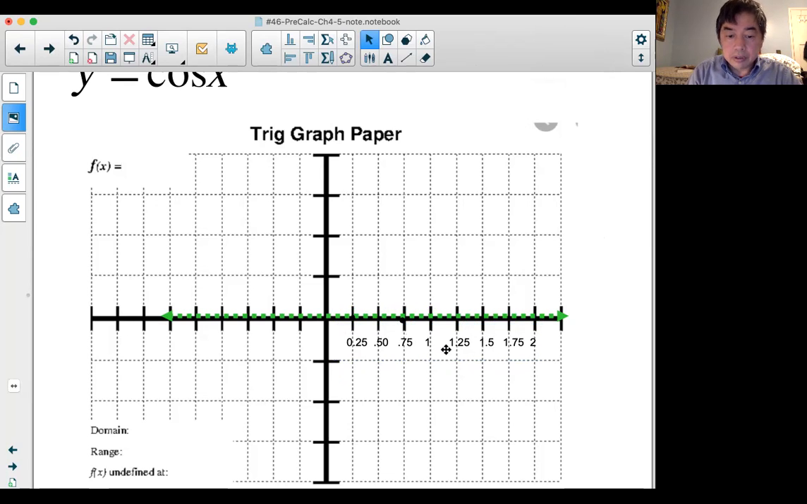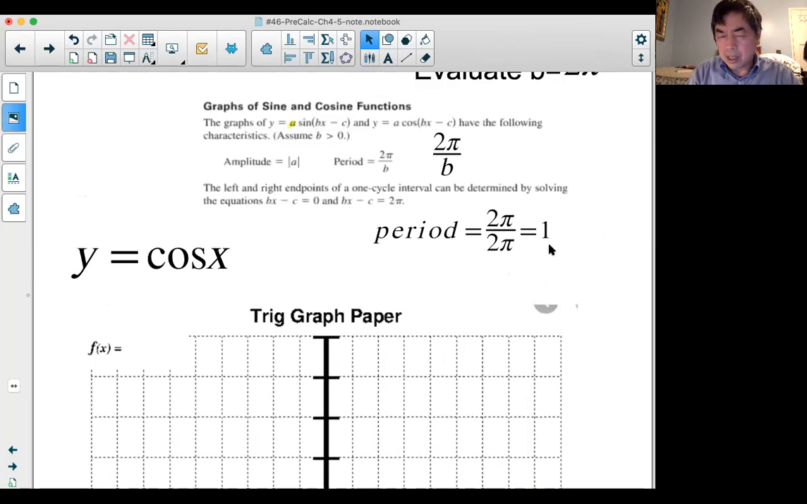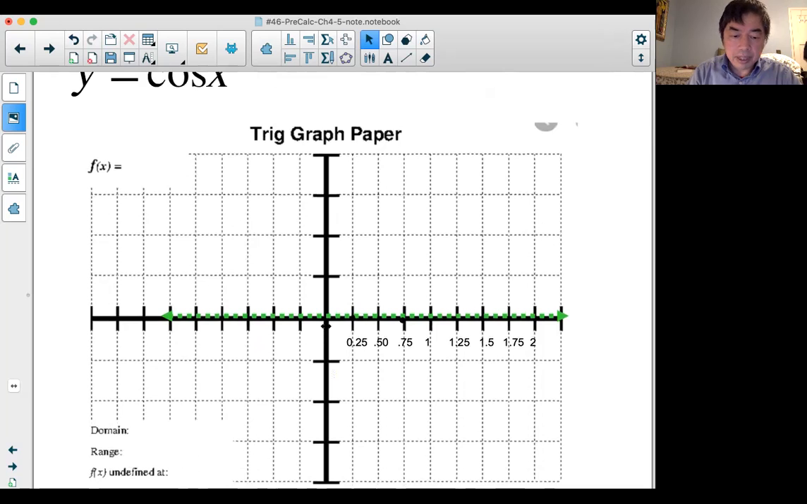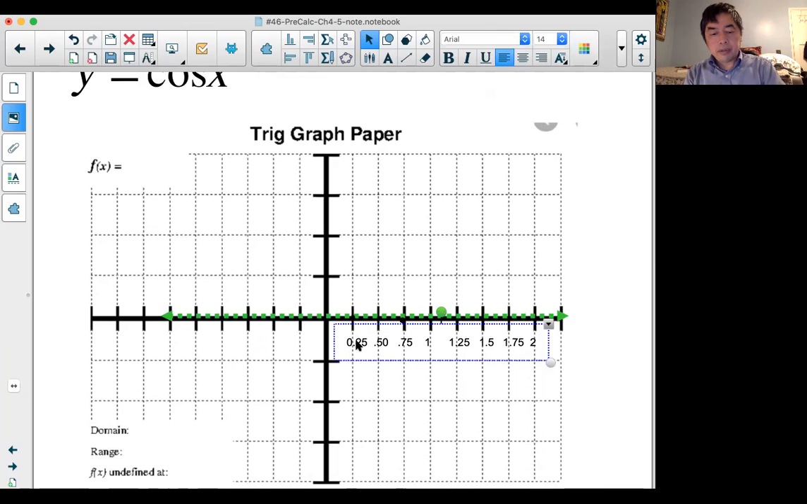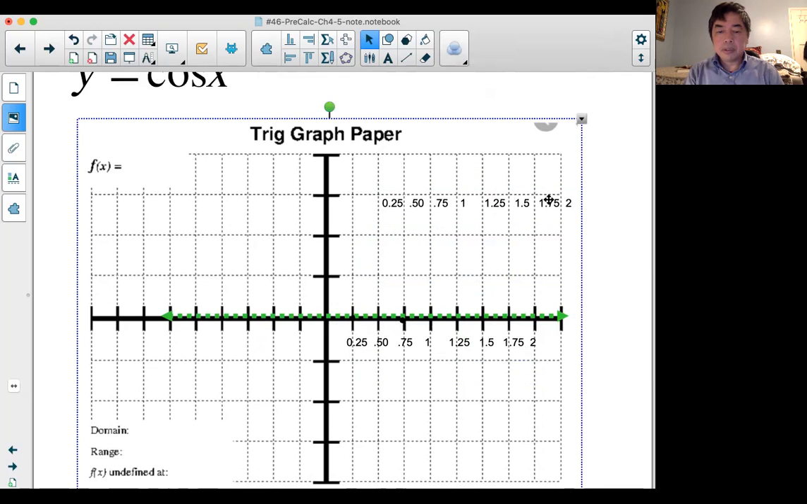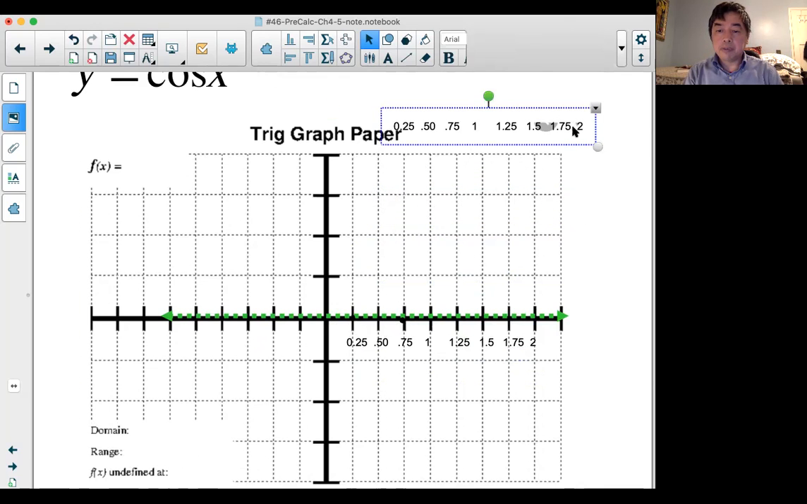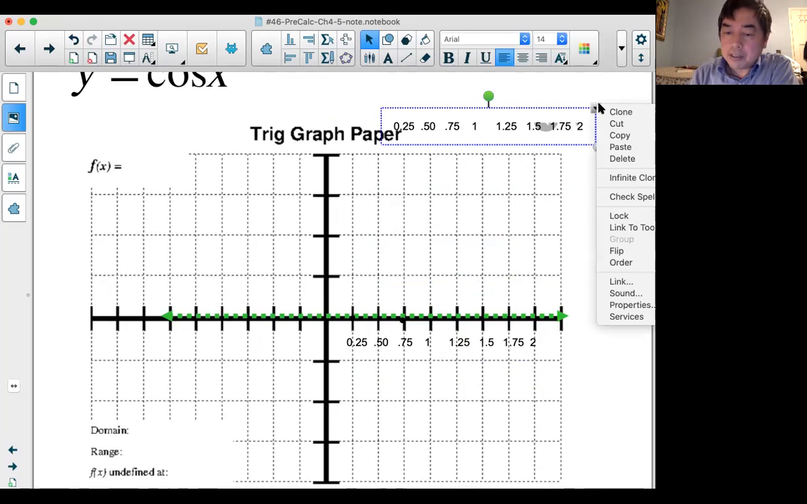Okay, now you should see that if 1 is a period, then from here to here is a period. Okay, now I will be a little bit lazy, and I can flip this over and put the negative value.